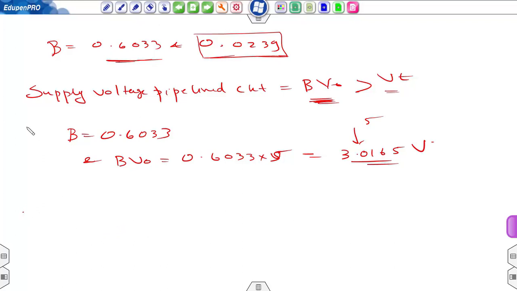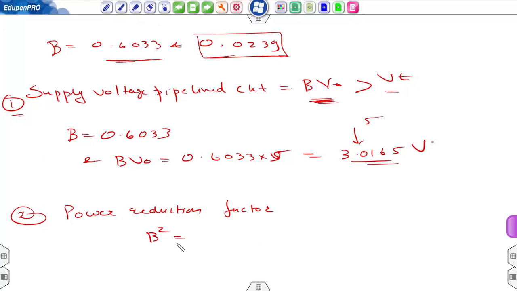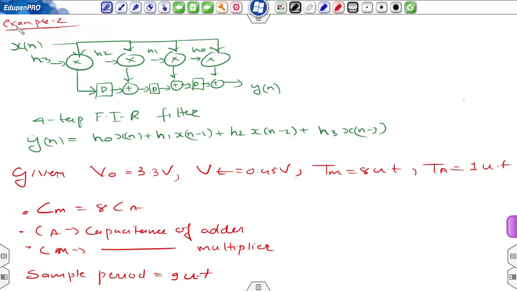And this is the first thing that you have to calculate, and the second thing is the power reduction factor, that is beta square. So you have to simply square this 0.6033 square, and to obtain the value in percentage you can multiply this with 100. So this is a percentage value. Okay, so this is 36.4%.